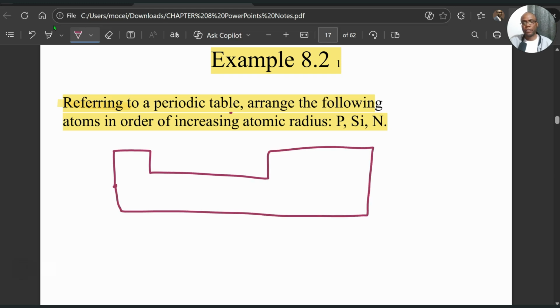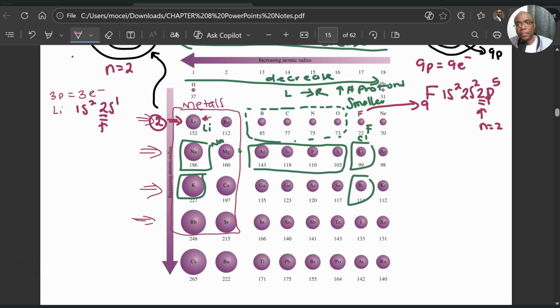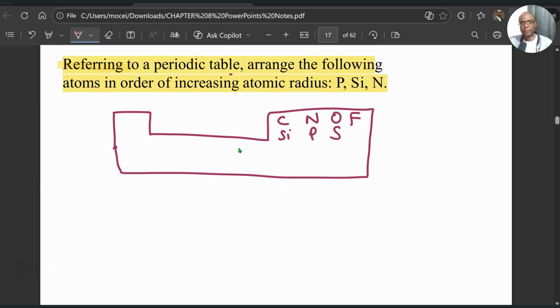Okay. I believe generally carbon is here, nitrogen is here, oxygen, fluorine, sulfur is here, phosphorus is here, silicon should be below carbon, nitrogen, I've shown it. And I believe I'm accurate with this, because if you look here, you have carbon, nitrogen, oxygen, fluorine, and then you have silicon, phosphorus, and sulfur. So yeah, my estimation is correct.